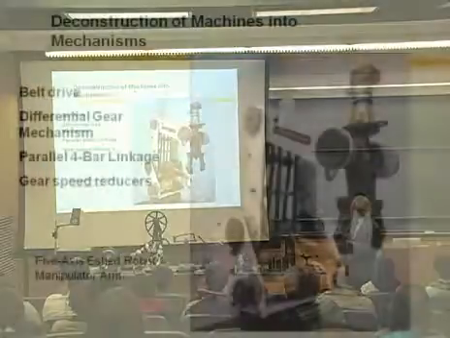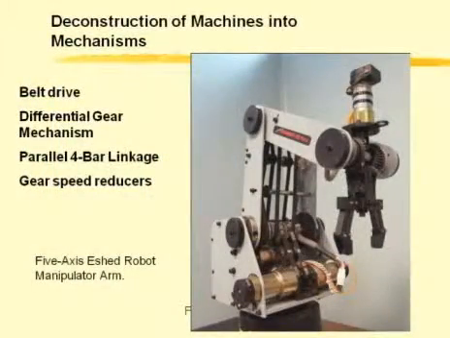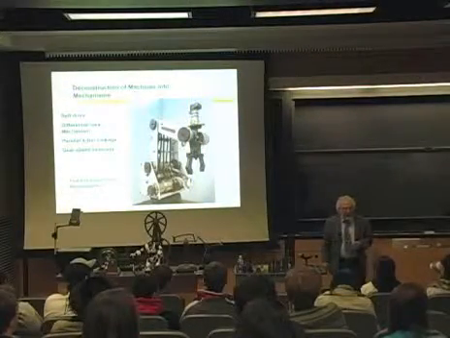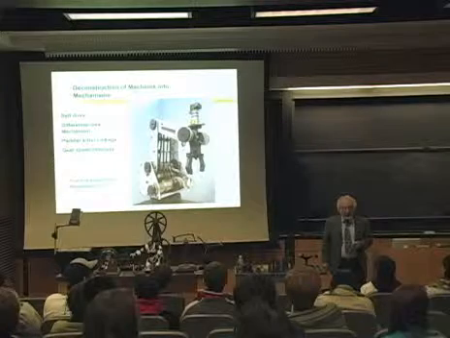So this is a 5-axis Eshed robot machine that we use in a robotics class. You see there's a gripper here, there's a belt drive here, there's a differential gear mechanism there. So if you look at this machine, you see at least 4 different mechanisms in this machine.